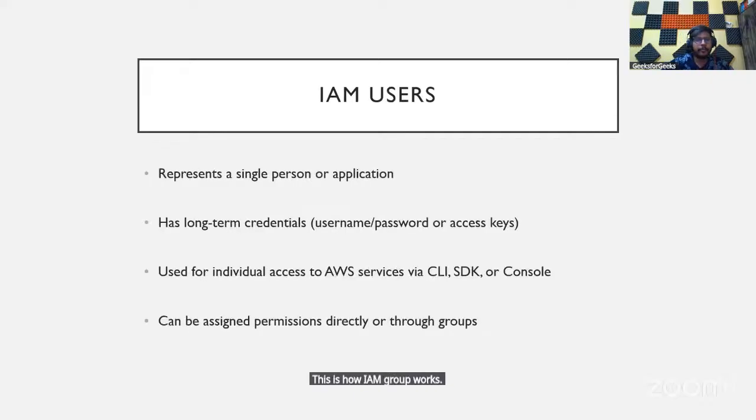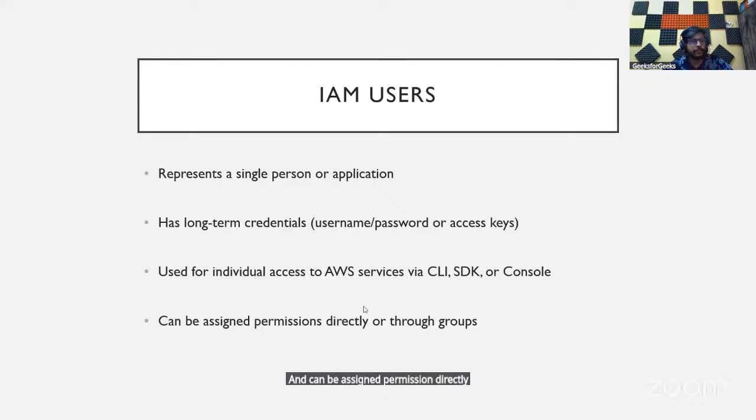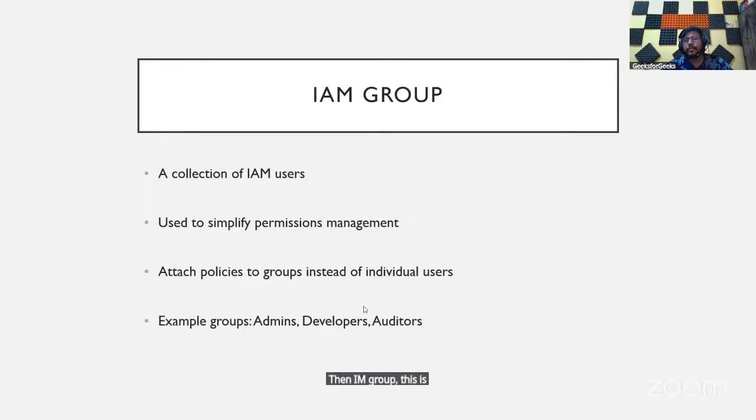So we talked about the IAM user, which represents a single person or application, has long-term credentials, and can access AWS via the CLI, SDK, or console, which I've already talked about, and can be assigned permissions directly or through groups. This is something we have to learn. Then the IAM group is a collection of IAM users, used to simplify permission management. Removing 20 old permissions and adding 80 permissions is a tough job, but through a group it is easy. Attach policies to groups instead of individual users.